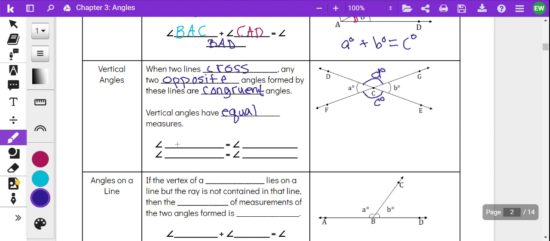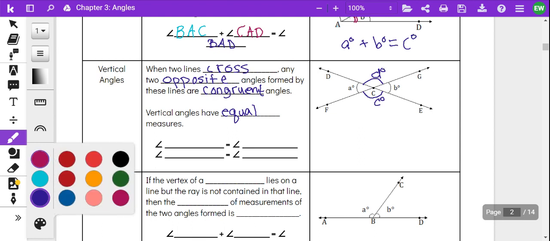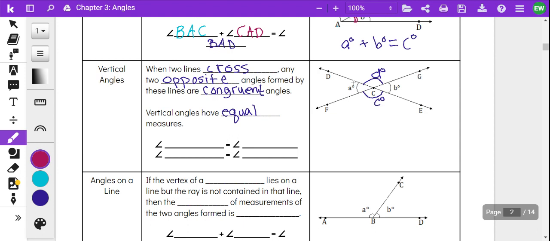Okay? So over here, we're going to name the angles, though. So this angle A right here is formed by the point D, the vertex C, F. So DCF is equal to the opposite over here, which is B. We're going to name that GCE. I want you to notice that that C is going to be in the center every single time I name an angle. The vertex is always the middle letter.